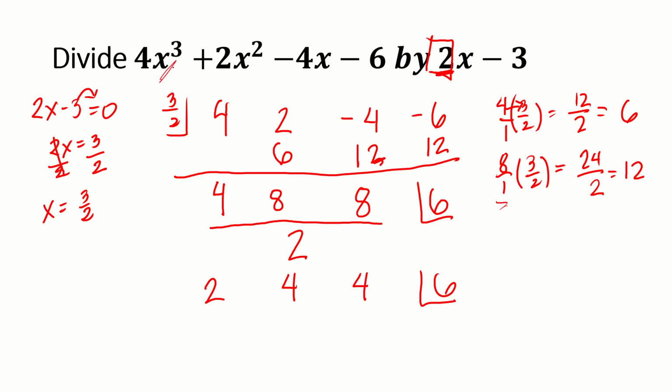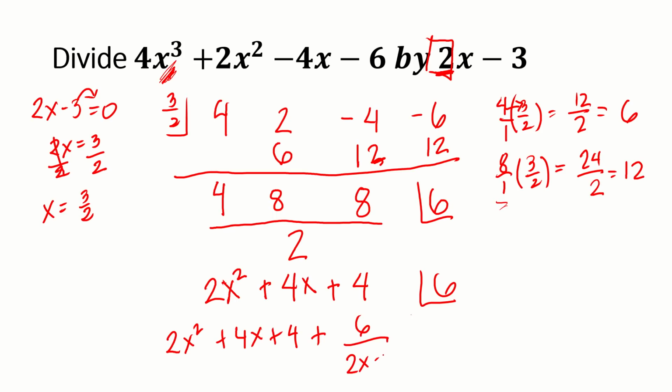Nagsimula tayo with x cubed. So kung x cubed, so ito ay magiging 2x squared plus, sunod ng x squared is x, then the constant. Then sunod natin yung remainder. So this will be 2x squared plus 4x plus 4, then positive yung remainder, so plus 6 over the divisor na 2x minus 3. So this will be our final answer.